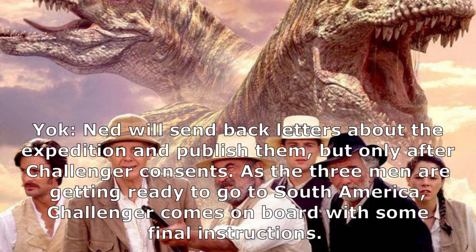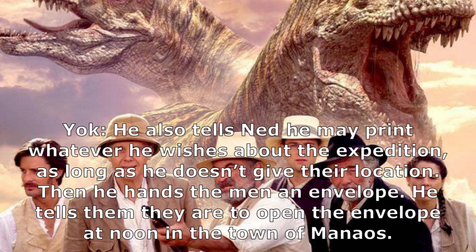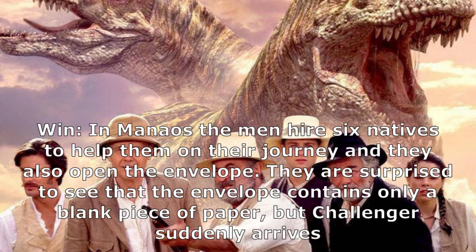As the three men are getting ready to go to South America, Challenger comes on board with some final instructions. He also tells Ned he may print whatever he wishes about the expedition as long as he doesn't give their location. Then he hands the men an envelope. He tells them they are to open the envelope at noon in the town of Manaus. In Manaus, the men hire 6 natives to help them on their journey, and they also open the envelope. They are surprised to see that the envelope contains only a blank piece of paper.